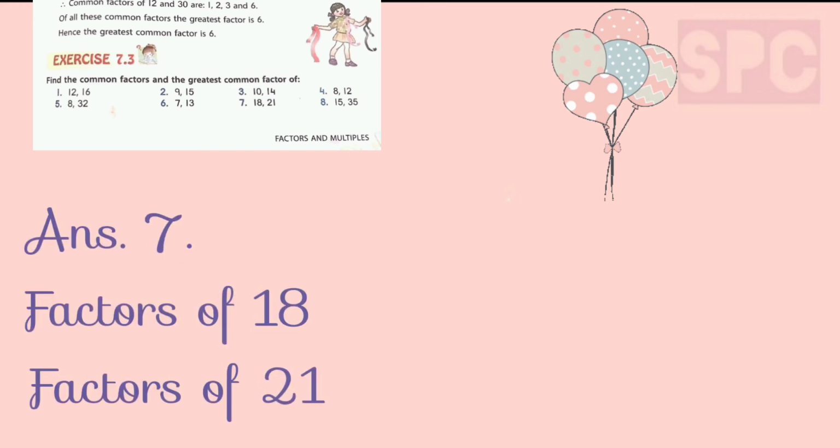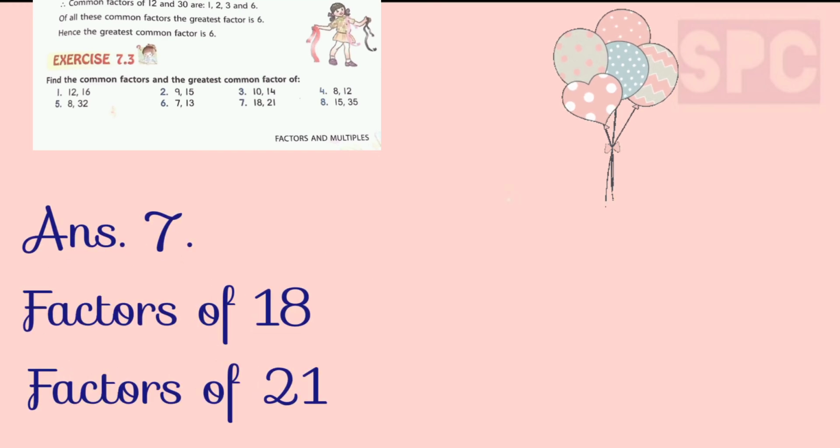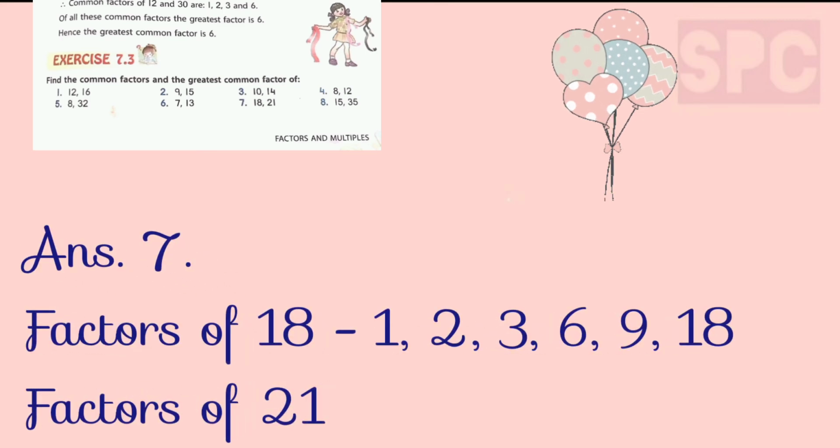Question number 7, 18 and 21. Let's write all the factors of 18. So 1 18s are 18, so 1 and 18 will be the factors of 18. 2 9s are 18, so 2 and 9. 3 6s are 18, so 3 and 6. These are the factors of 18.